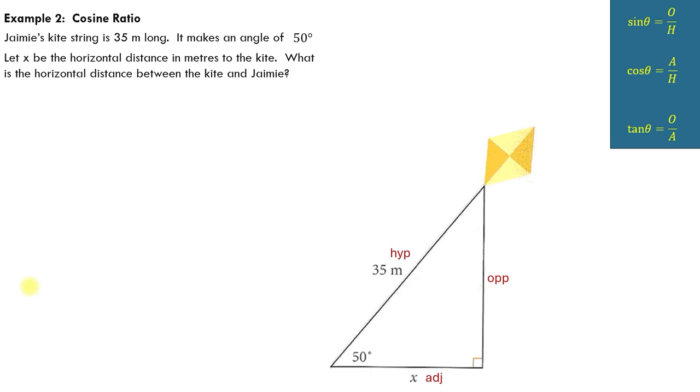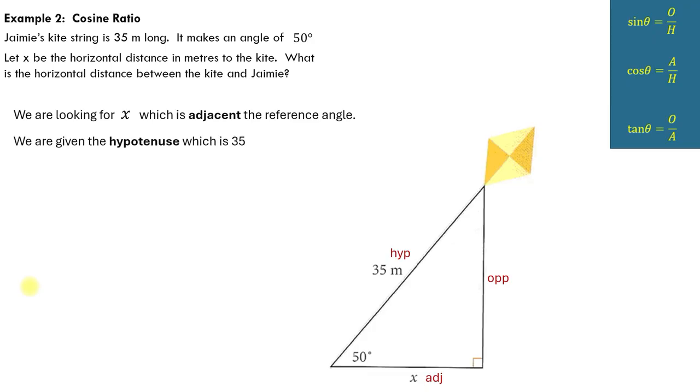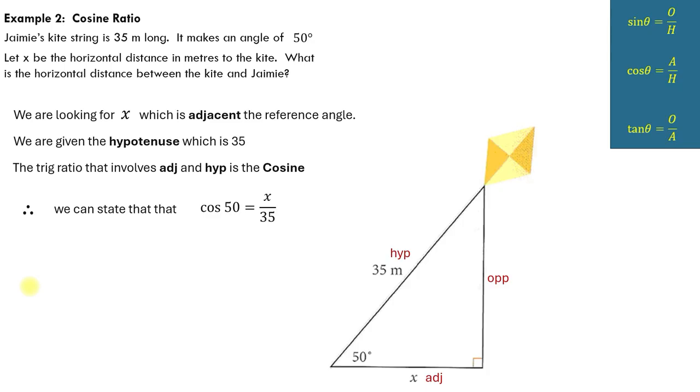We're given the hypotenuse, which is 35 meters, and we're asked to figure out the adjacent, which is x. So adjacent over hypotenuse is cosine. So we can write that the cosine of 50 equals x over 35. It becomes an algebra problem where x equals 35 times cosine 50. Now we punch these numbers into our calculator and get a value of 22.5.